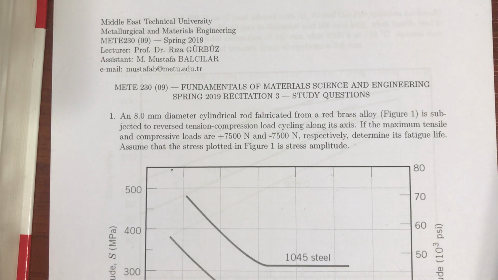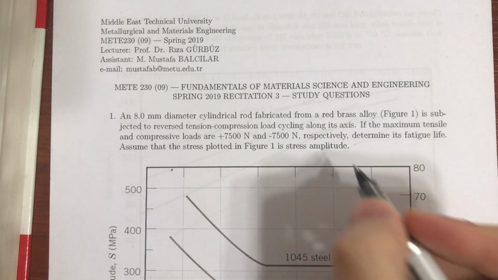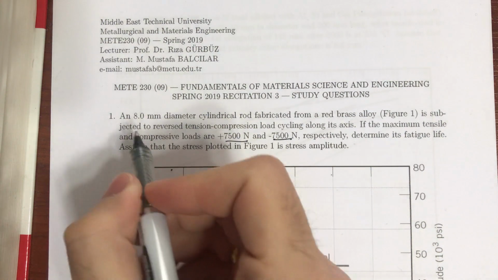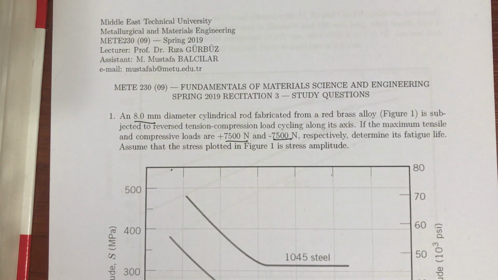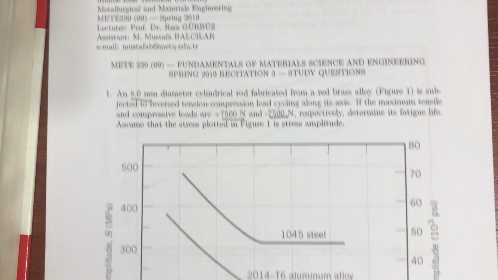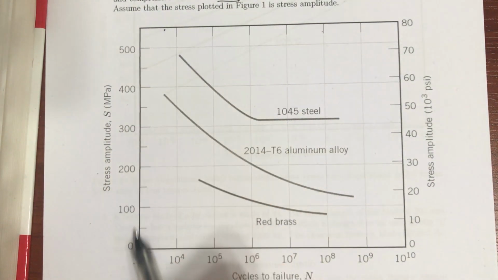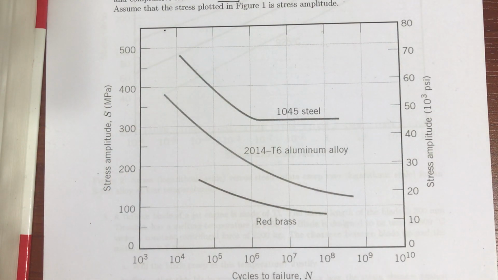Okay, so question 1. The initial diameter for a cylindrical rod is given, and the question is about fatigue and its fatigue life. So maximum tensile and compressive loads are given, and the diameter is given for the material. Also, this SN curve below is given, stress amplitude versus cycles to failure.